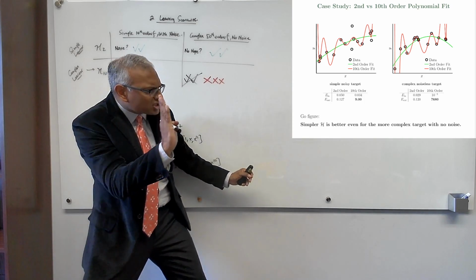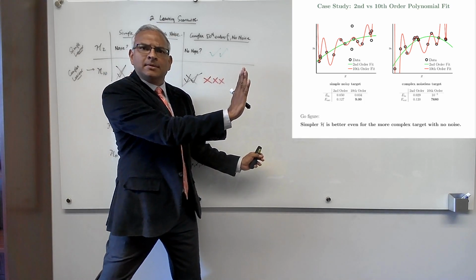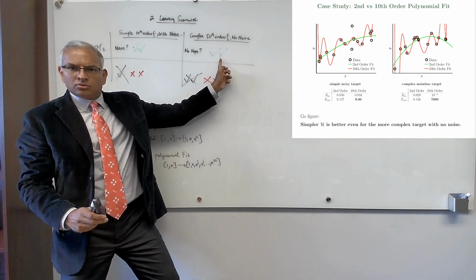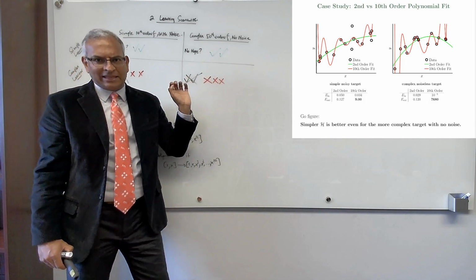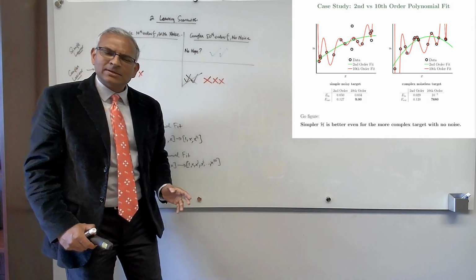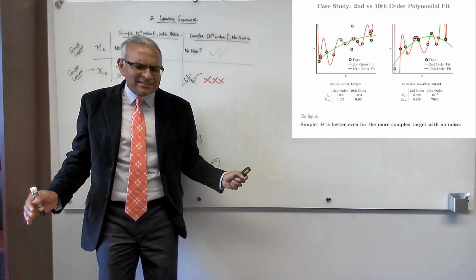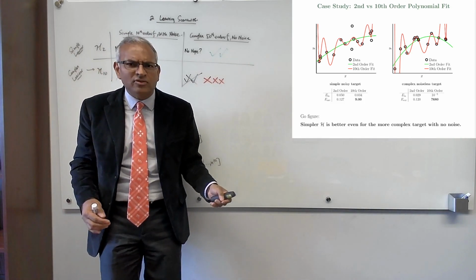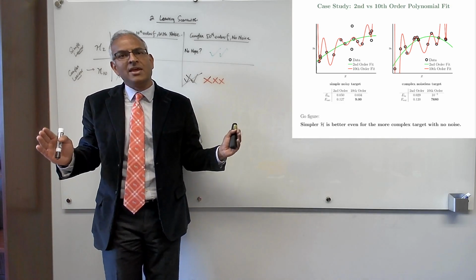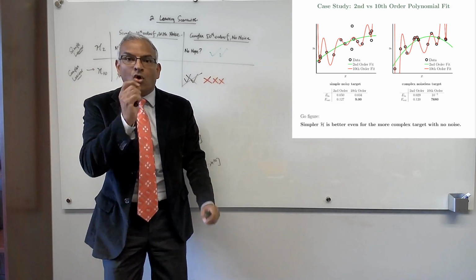The target function has got more complicated, and it's better to go with the less complicated hypothesis. What? Okay, at this point, you should be saying to yourself, what? You should be reeling backwards, falling over. I mean, it's completely counterintuitive. And all of this has to do with overfitting.